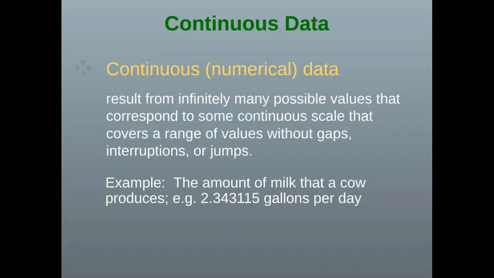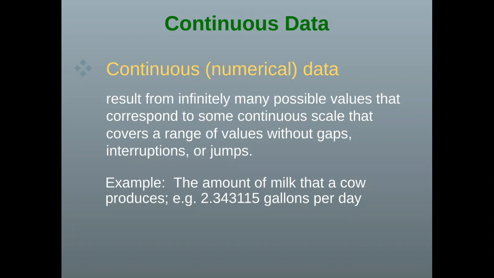The other is continuous data. Okay. This has infinitely many possible values that correspond to some continuous scale, right? That's a big idea, continuous scale. There's no gaps or jumps between values, right? So we can think of the gallons per day that a cow produces as our example here.